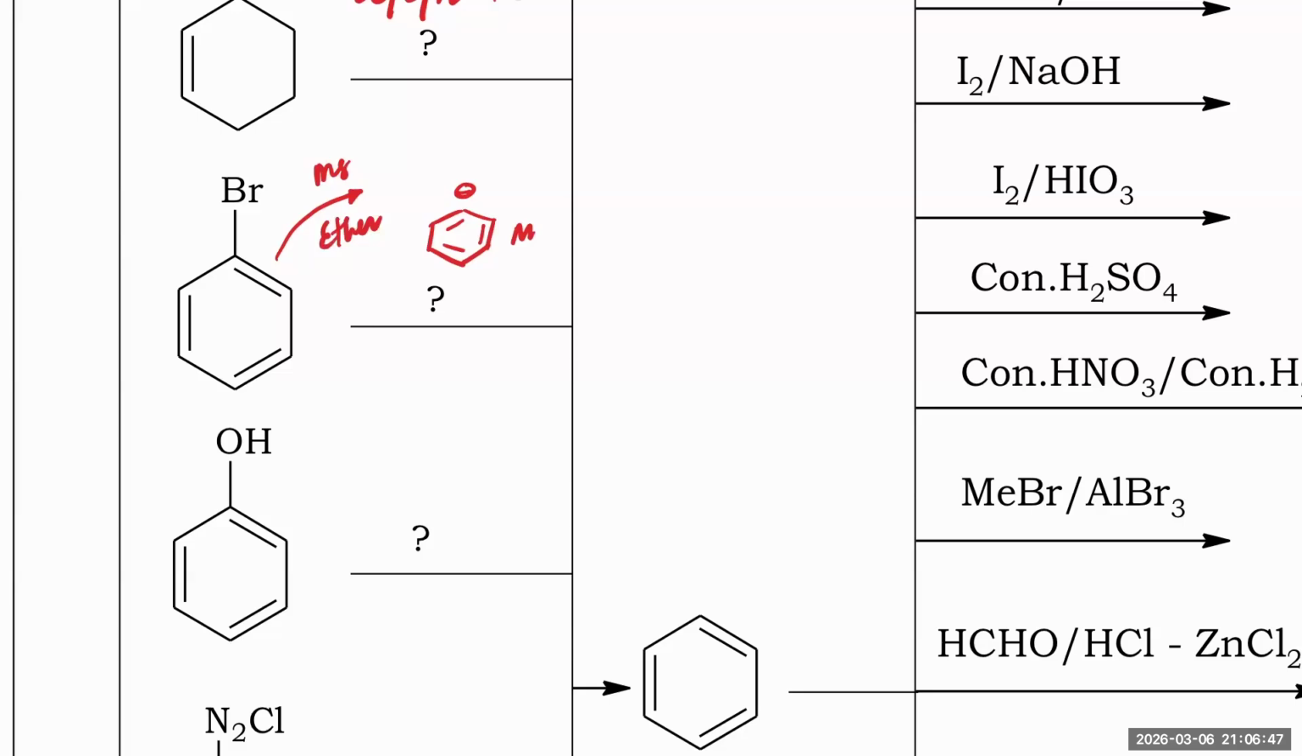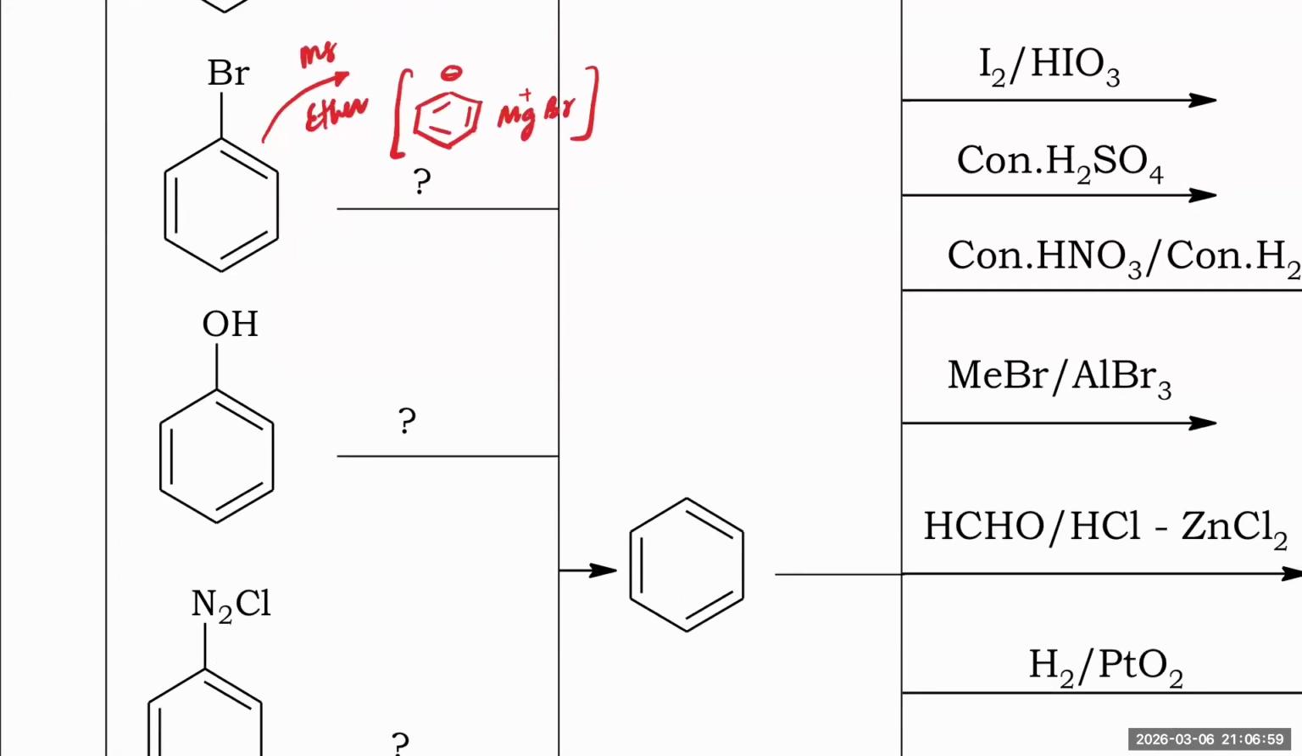We have to prepare it as Grignard's reagent. So Mg plus Br minus, like this. Once you get this one, follow that with hydrolysis and you will get benzene, because the phenyl anion will take H plus and convert into benzene.